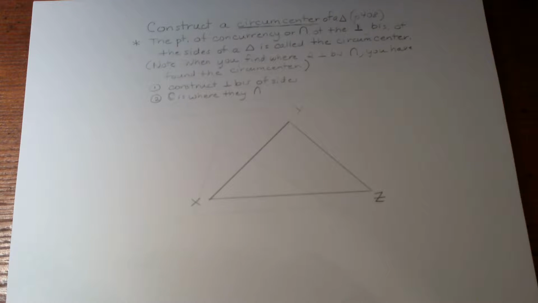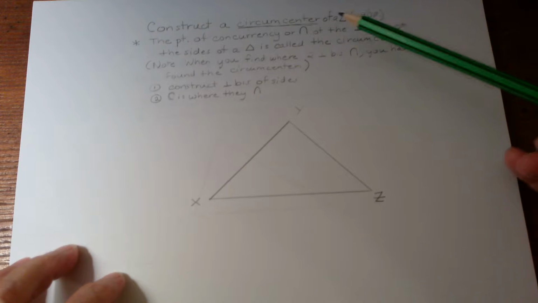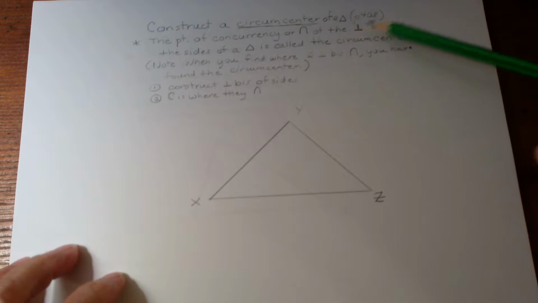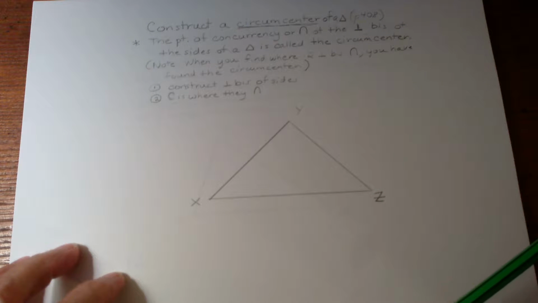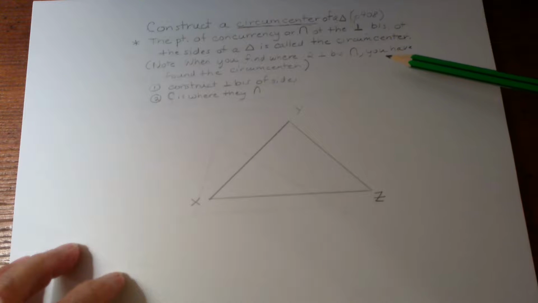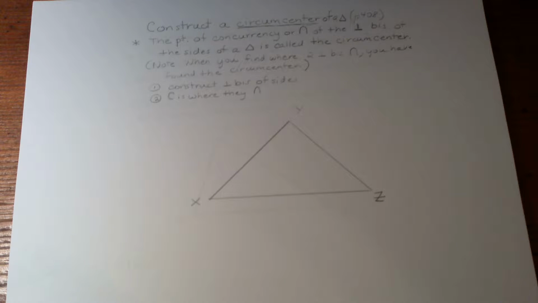We are now going to construct a circumcenter of a triangle. This is also found on page 408. The point of concurrency or intersection of the perpendicular bisectors of the sides of a triangle is called the circumcenter. Note, when you find two perpendicular bisectors intersection, you have found the circumcenter. So we're going to construct perpendicular bisectors of the sides.